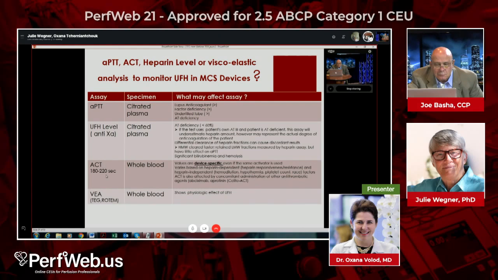Now, between ACT and viscoelastic assays, both are done on whole blood, but more and more I see issues with ACT. You have to pay attention that ACT parameters and values are device specific, and even if you have several devices in your institution, the values should not be the same across different devices. And I did show you the effect of the TEG and Rotem, and the physiologic effect of unfractionated heparin showing no effect using those viscoelastic assays.